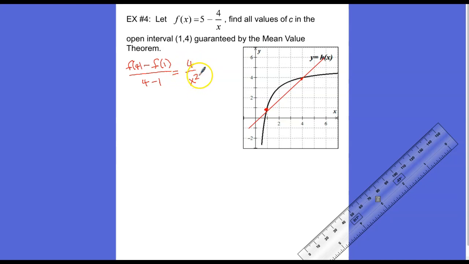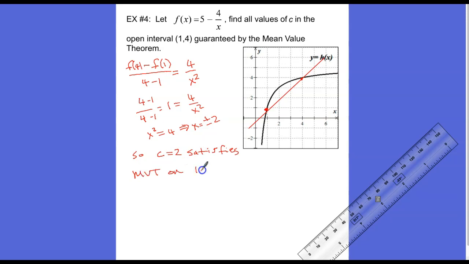That's going to be the slope of the tangent line. So we have 4 minus 1 over 4 minus 1 is equal to 1, which is equal to 4 over x squared. So multiplying through by x squared, we get x squared equals 4 and x equals plus or minus 2. Well, negative 2 is not on the interval, so c equals 2 satisfies the mean value theorem on the open interval 1 less than x less than 4.